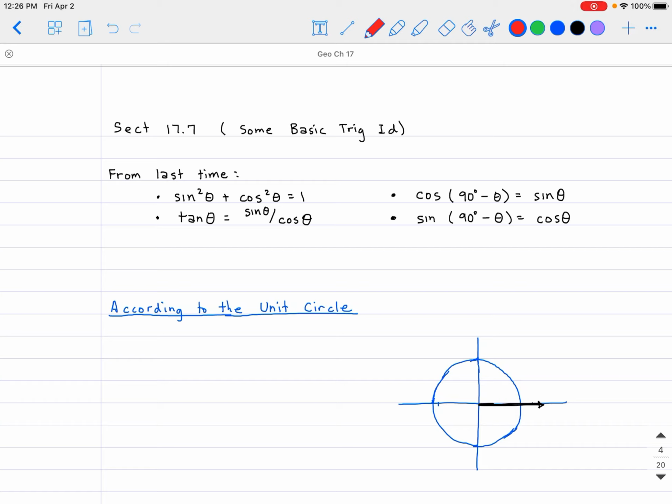Today in geometry, we are going to look at a few more basic trig identities. From last time, we talked about the unit circle and how we're able to find the trig ratios for certain angles. For example, what is the sine of 120 degrees, or what is the tangent of pi, and that kind of thing, right?